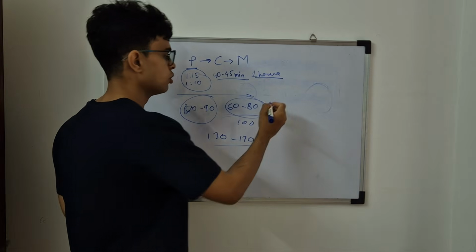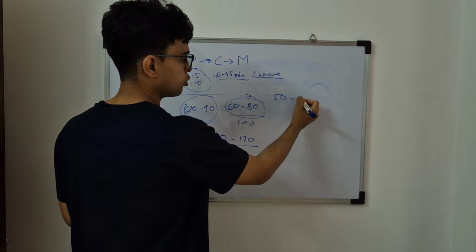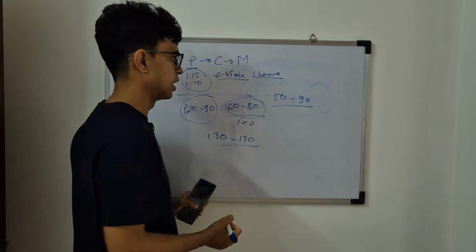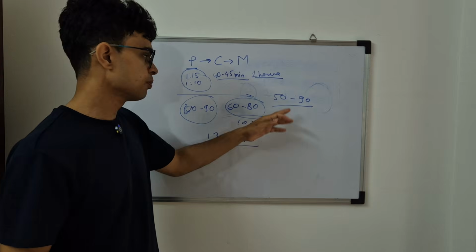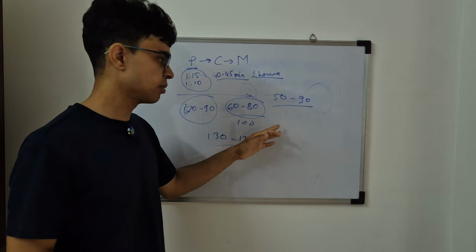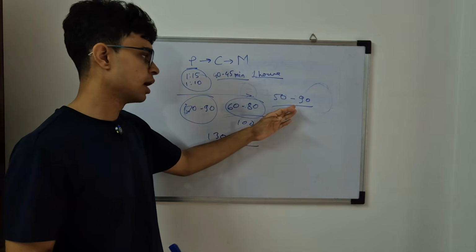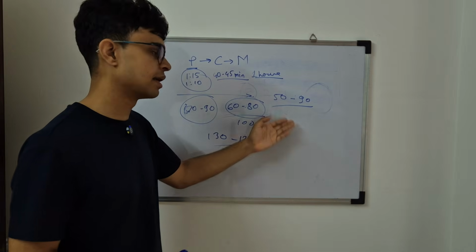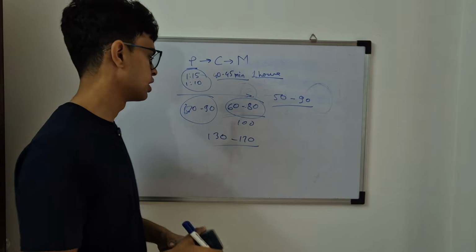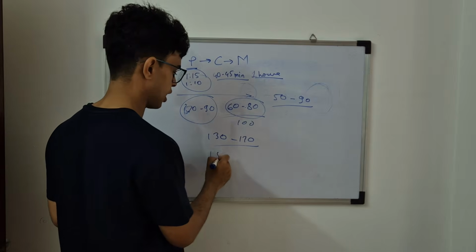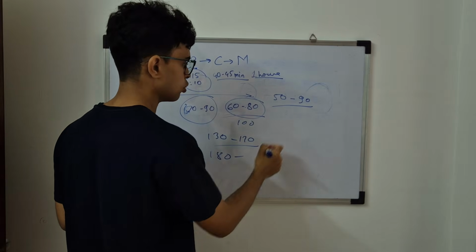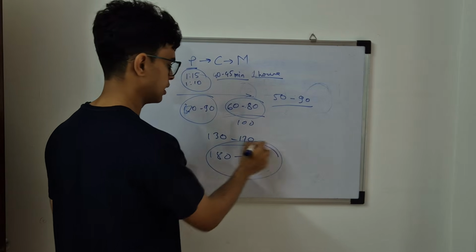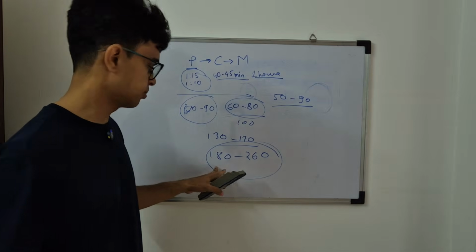And I aim to get somewhere around 50 to upwards of 90 marks in the maths again, because although maths takes a lot of time, if you get a slightly easy paper, it is very easy to get 90 marks if you do well. In total, if we add this up, I aim to get 180 to 260 marks in my entire exam. Now this is a very broad spectrum.